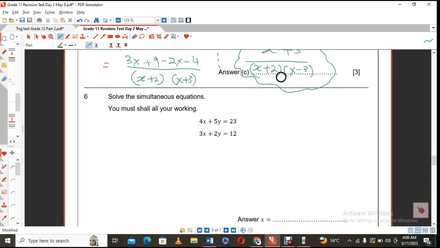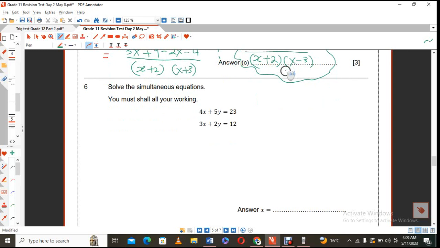Question 6 deals with some simultaneous equations. Well, you have to decide which method you're going to use. I'm going to use the method of equal coefficients. So I'm going to make either the x pair or the y pair, I'm going to make the coefficients the same.